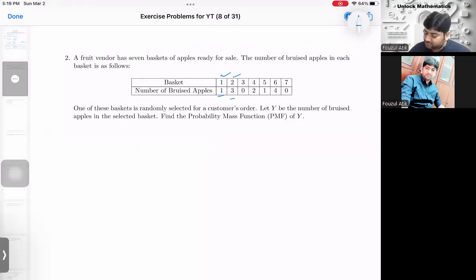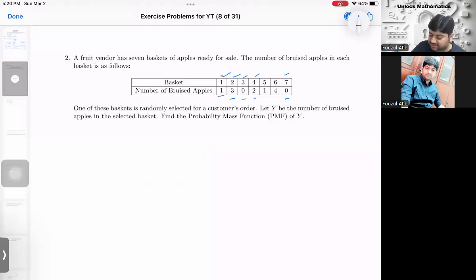Second basket has 3 bruised apples. Third basket 0. Fourth basket 2. In this way, the seventh basket has 0 bruised apples. Now, one of these baskets is randomly selected for a customer's order. So among these 7, one is randomly selected for a customer order. Then let y be the number of bruised apples in the selected basket. Then find the probability mass function of y.